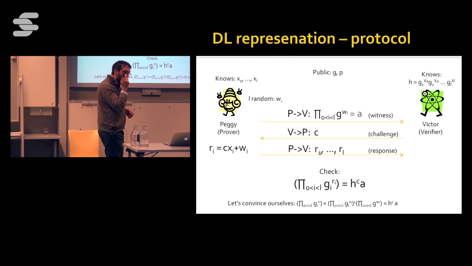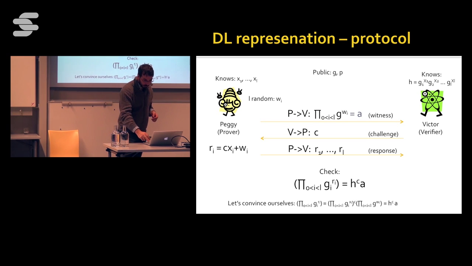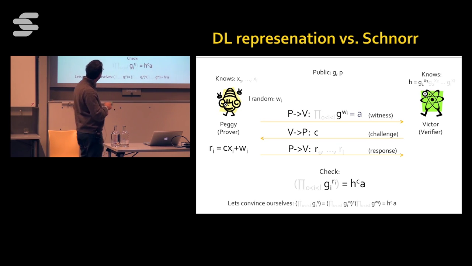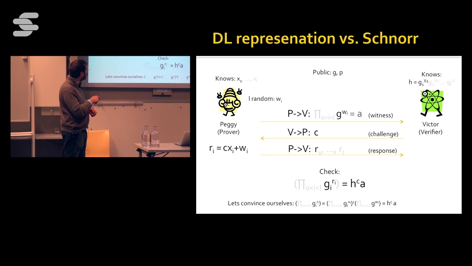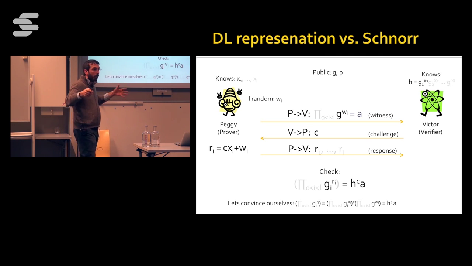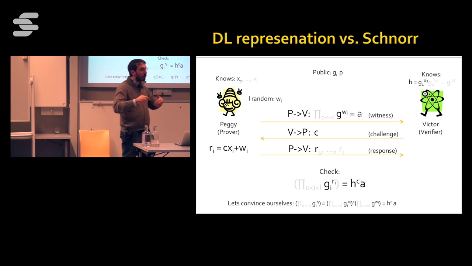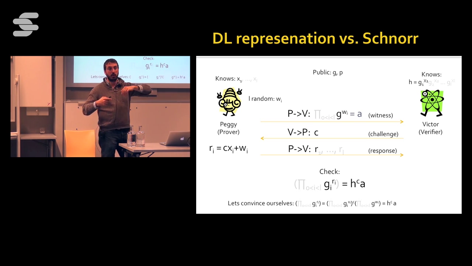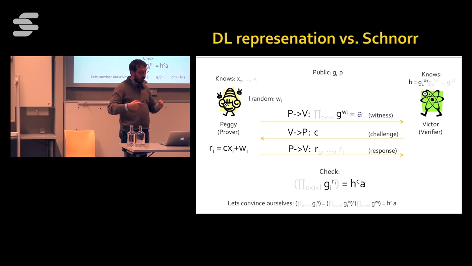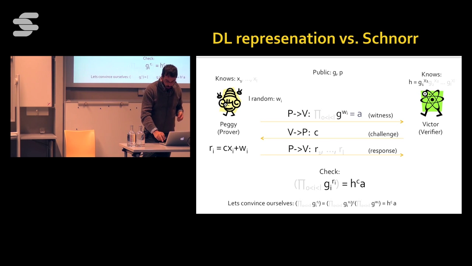Okay? So all of that works as before, and in fact, if I hide the big W's here and the multiple R's, it is just Schnorr, G to the W, C, R, as we had before. Okay, and we just do it many times in parallel in one go. And now, instead of proving that I know G to the X, I prove that I know all the X's that produce these H. Okay, cool.